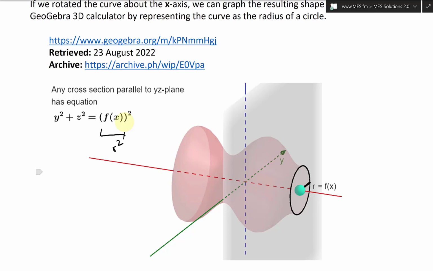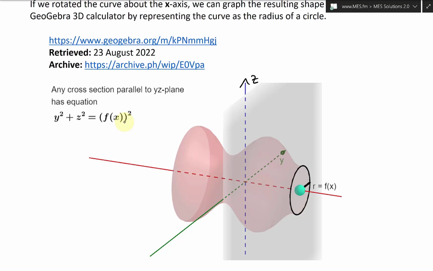If this is y, and I believe this is z, and this is x, then the radius is a variable function f of x. As x changes, the radius changes, and you draw a different circle, and so on. So you get a 3D shape.